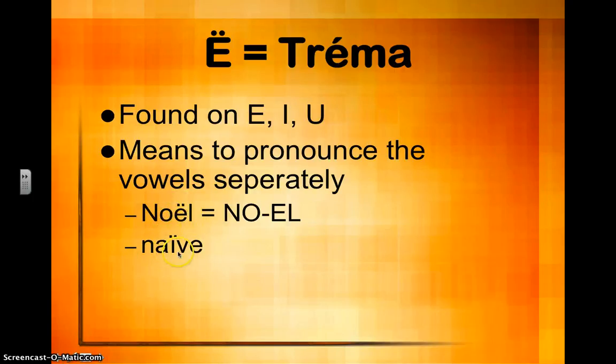We actually use the tréma in English on this word, naive, okay? Without that, it would just be sort of naive, or you wouldn't pronounce this I. But naïf or naive, the reason you pronounce these separately is because of that accent tréma.